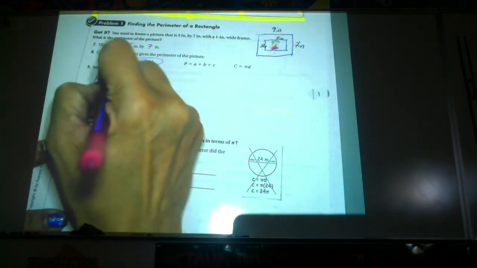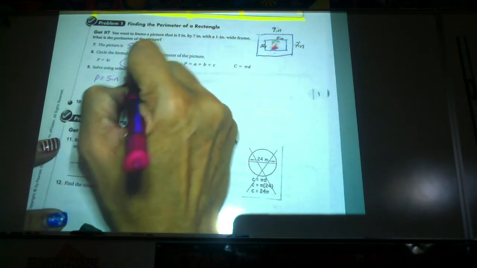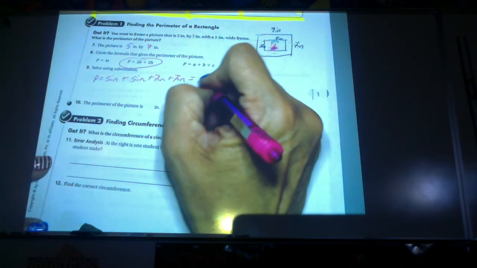And who really cares about the formula for the picture? But there it is, right? Because you could create it yourself. And I don't even care if you use this formula. You could just say perimeter is 5 inches plus 5 inches plus 7 inches plus 7 inches. I really don't care for perimeter. And so that's how you end up with your 24 inches.